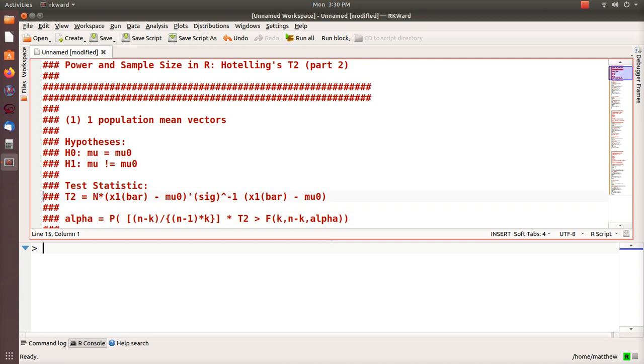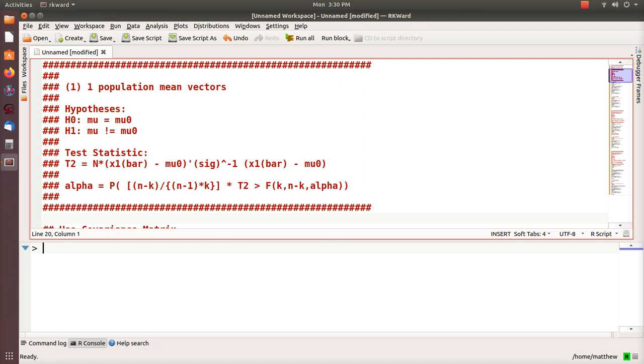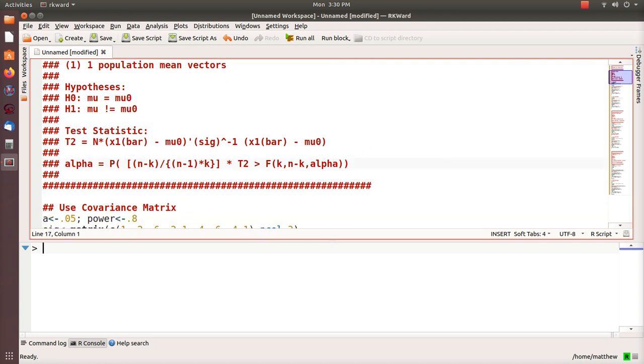The test statistic is this quadratic form, where sigma is the sample covariance matrix, x bar is a sample mean vector. And I think in the next week or two, we're going to derive this test. Here's how you calculate the alpha. So you pick the central F value such that it makes this 0.05. Well, here, let's just jump right into it.